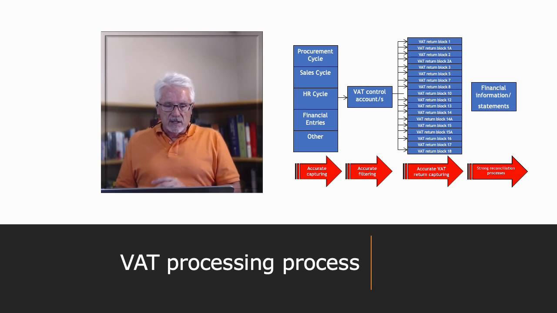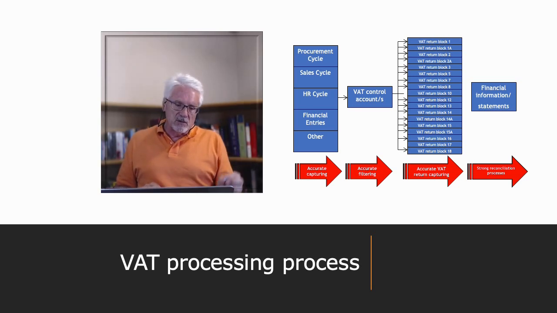Now there is just the same thing, just summarized slightly differently. There you can see on the left-hand side is your procurement cycle, the sales cycle, the HR cycle, the financial entries, and other. So you need to know where your VAT entries come from. Then you must decide, how many VAT control accounts do I want? Do I want a VAT control account for every block in the VAT return? That's in that middle column there.